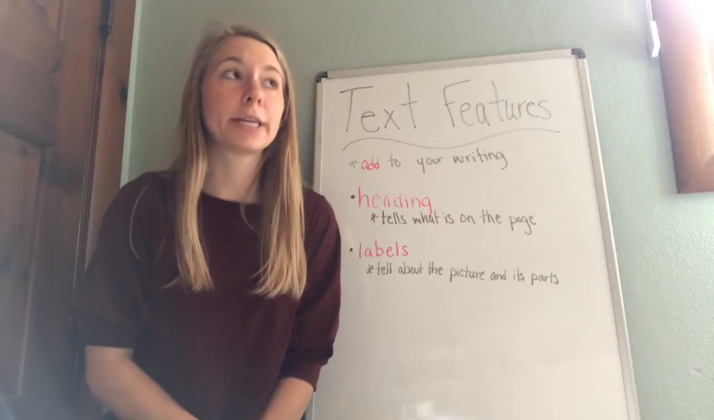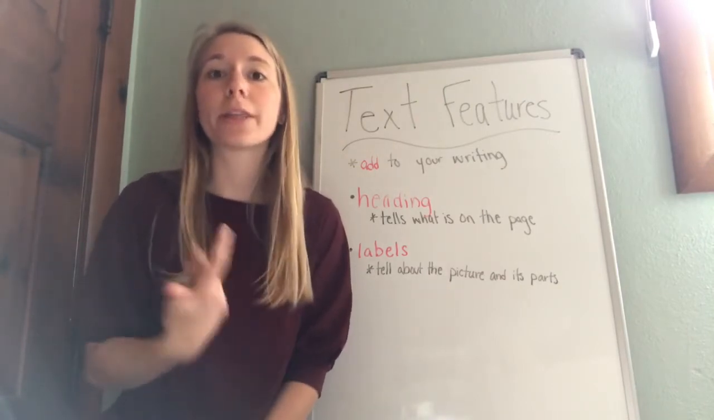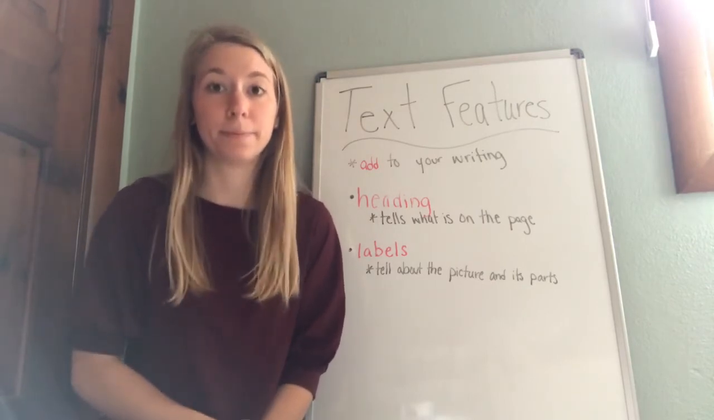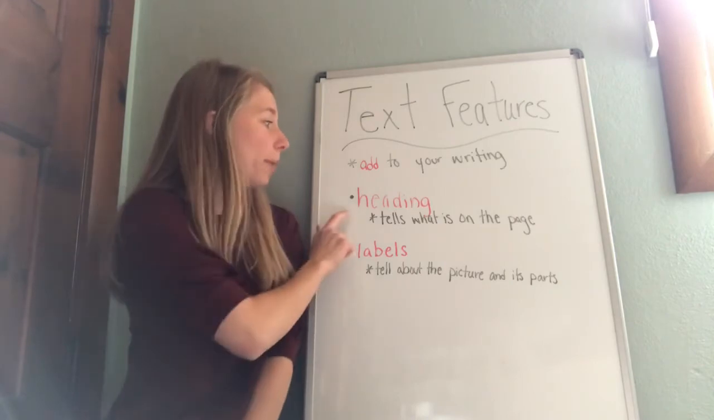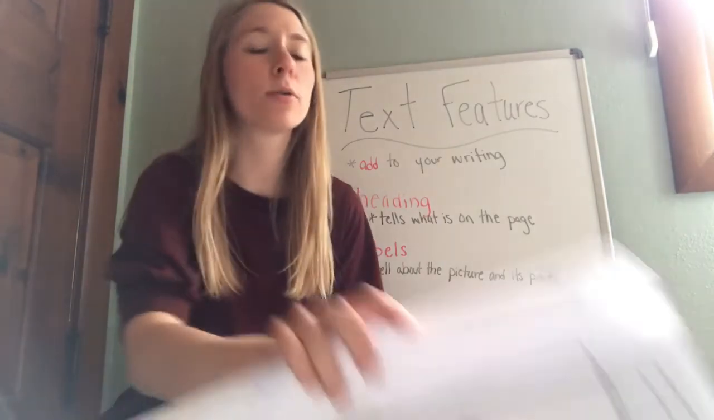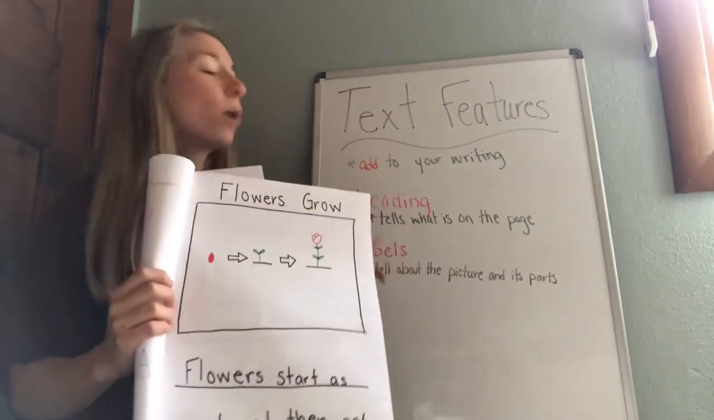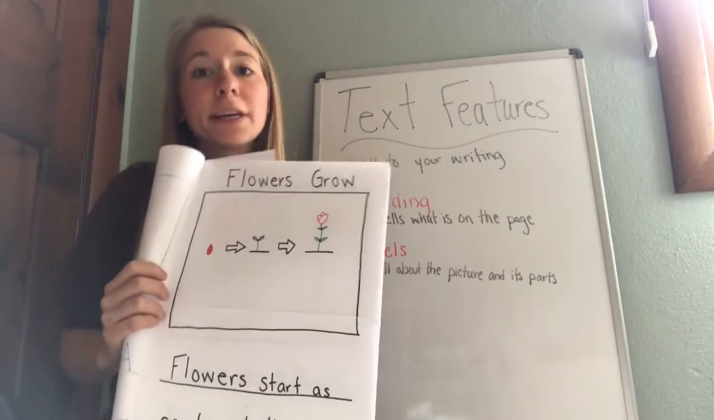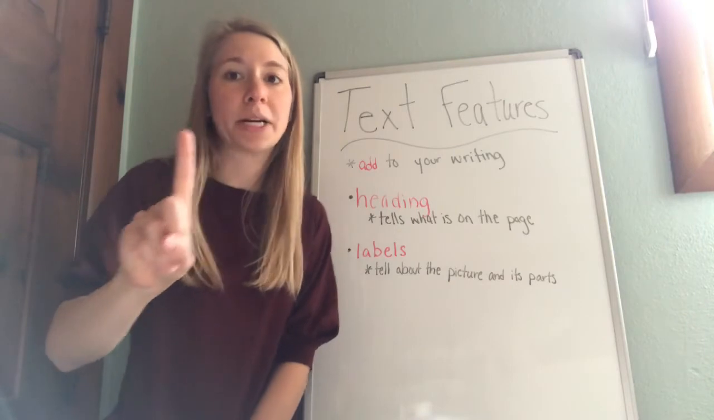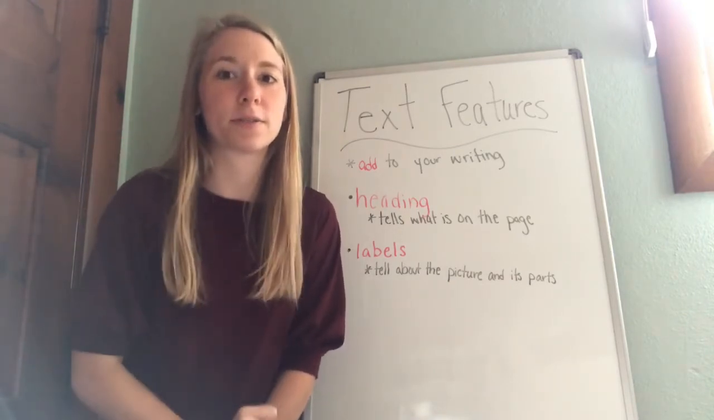So, today we have talked about two text features, or things that you can add to make your informational writing even better. The first one that we talked about is a heading. Remember, a heading goes at the top of your writing, and it tells you what is going to be on the page. It tells you what the page is about. So, the first one is heading. Can you say heading? Yeah, that's one of our text features.